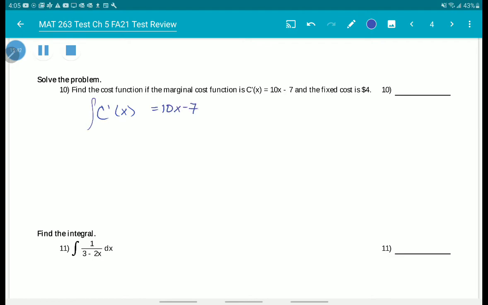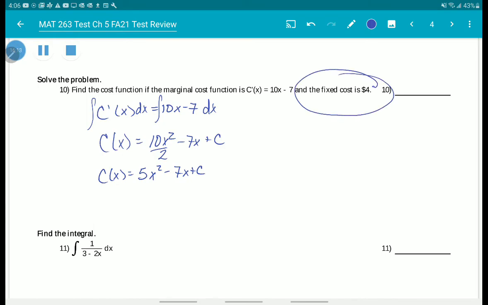Now, if we integrate that, we will get the cost function. So I'm integrating both sides with respect to x. When I integrate the derivative, I get the original function. When I integrate the right, I'm going to have 10x squared over 2 minus 7x plus c. So that's what we have so far, but we've got to use this information.